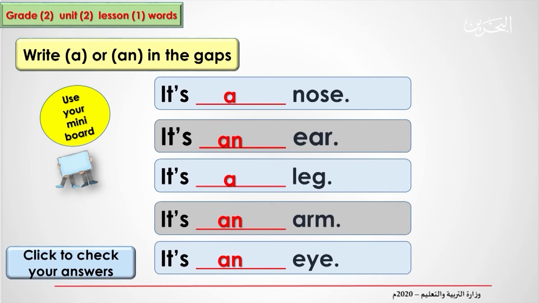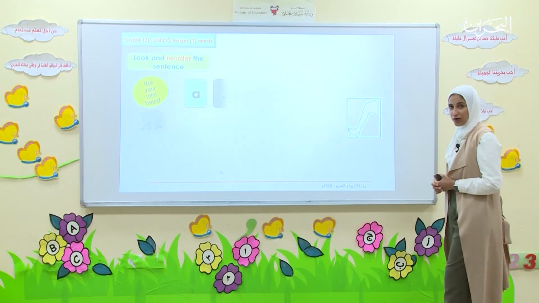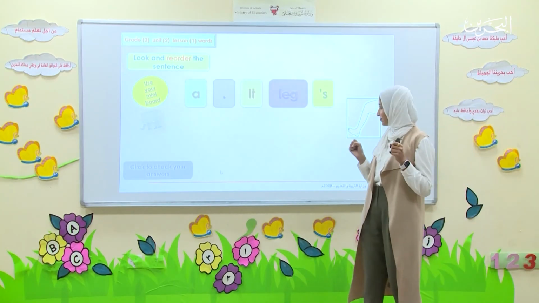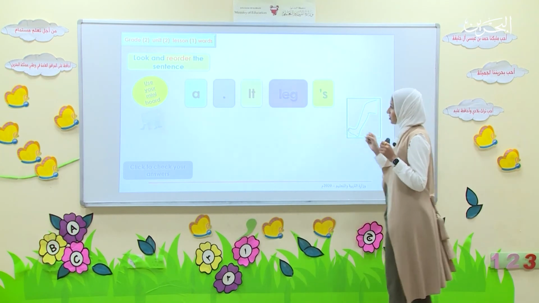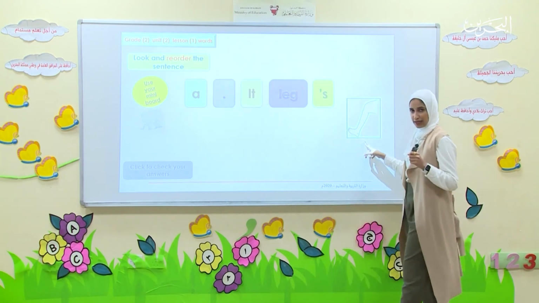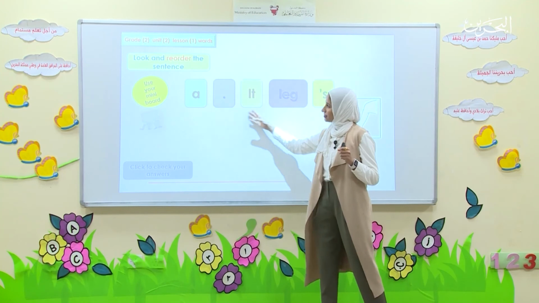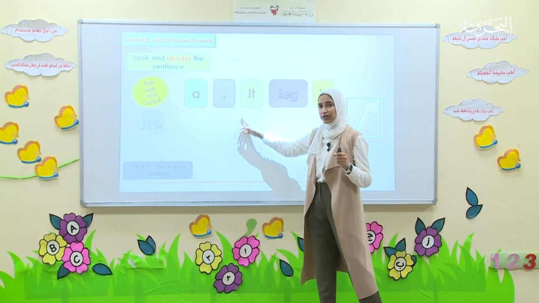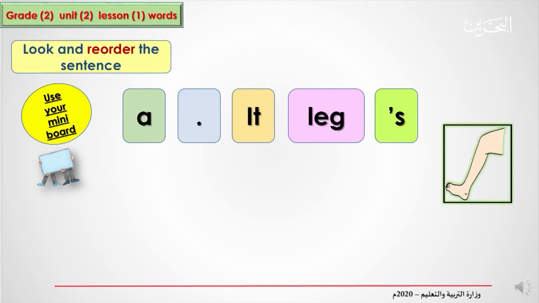Well done. Now, using your mini board, I want you to look at the picture first and then look at the sentence and reorder the sentence. Put it in the right order. You have 30 seconds. Start.